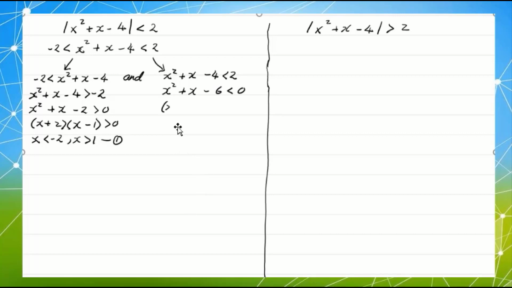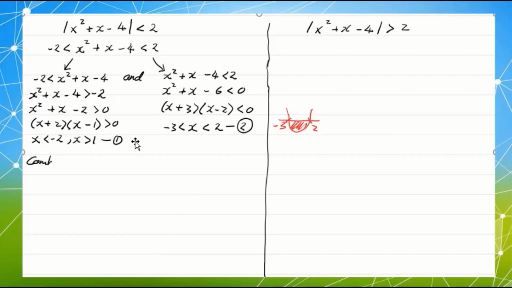Then we factorize the quadratic. We get x plus 3 multiply x minus 2. Same thing, we sketch the U shape for this quadratic. And since it is less than, we shade the region below the x-axis. So therefore, the inequality for x is x greater than -3 and less than 2. So this is the second inequality.